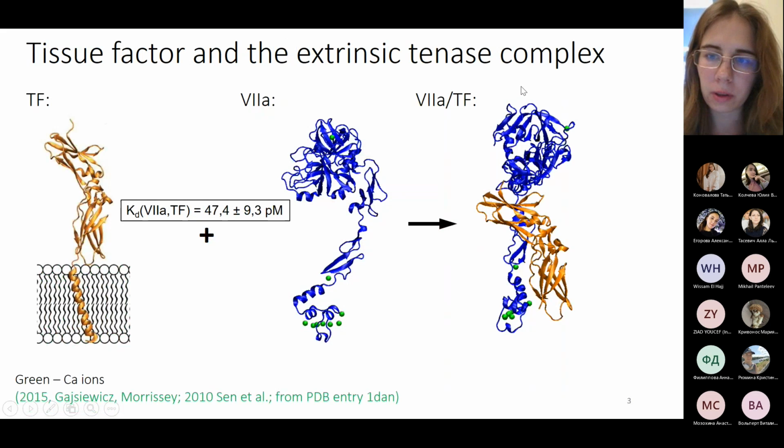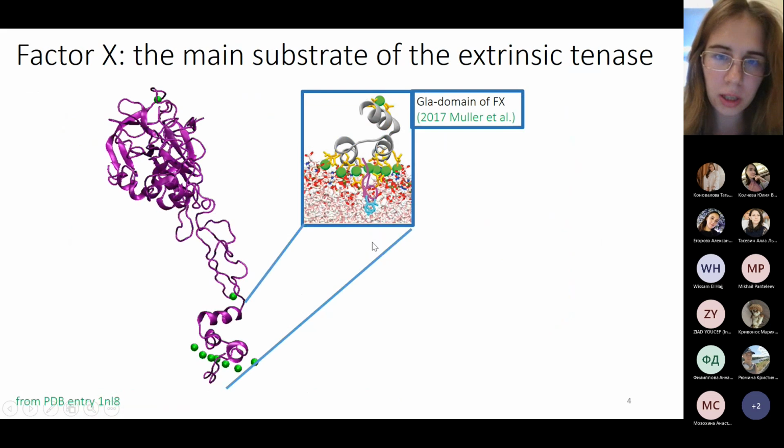So here we have a complex of tissue factor and factor 7 active, which is called extrinsic tenase. The main substrate for this complex is factor 10. It is dissolved in blood plasma, but it has the property of membrane binding, with its specialized GLA domain in its structure.